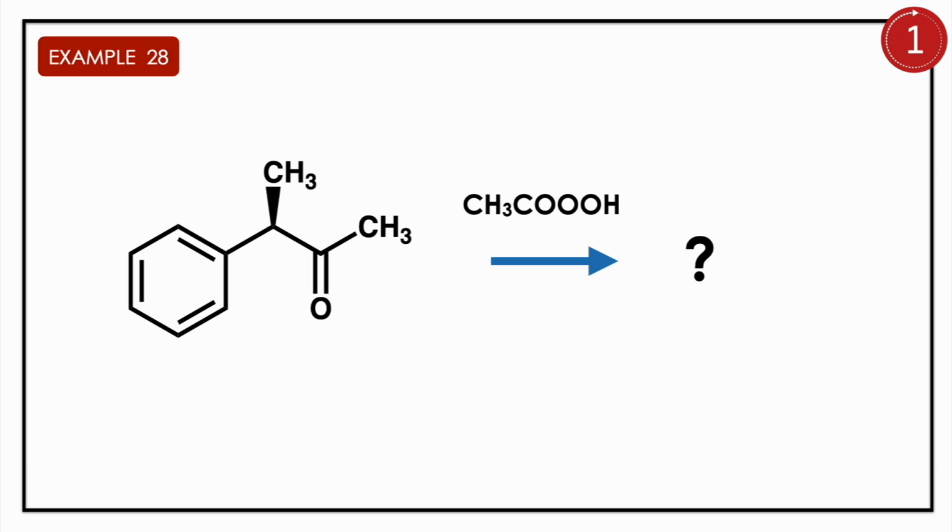Then the next example. You have benzene, and in the side chain you have a ketone with a methylene and a benzylic carbon with one methyl group above the plane. You are using the peracid. You should find what will be the final product.